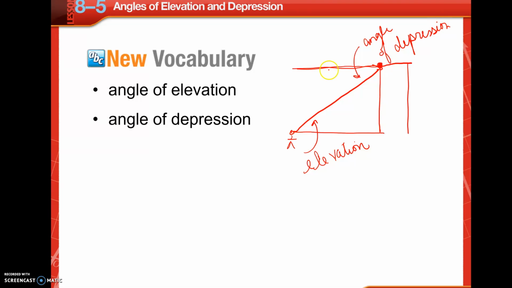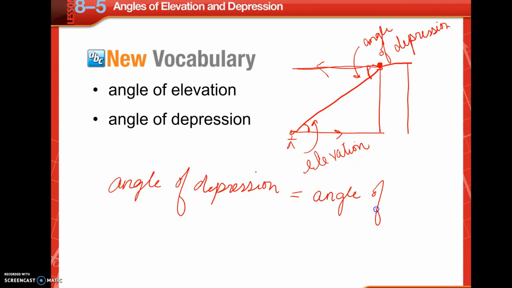Since these are parallel lines, this horizontal line makes the angle of depression and the angle of elevation alternate interior angles, and alternate interior angles are equal. So angle of depression equals the angle of elevation. The key is that a lot of times if they say the angle of depression is 30, we want to put it here, but it's not that one, it's this one outside, and the complementary to it would be the angle that's inside.